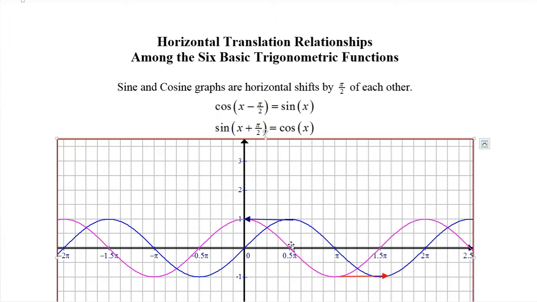And similarly, if you flip it around, take cosine and shift it to the right by pi over 2, you get sine. That gives us our horizontal shifts between those two basic functions. X minus a positive will go to the right. So replace x in cosine x by x minus pi over 2. That's going to shift to the right by pi over 2, and you'll get sine of x.